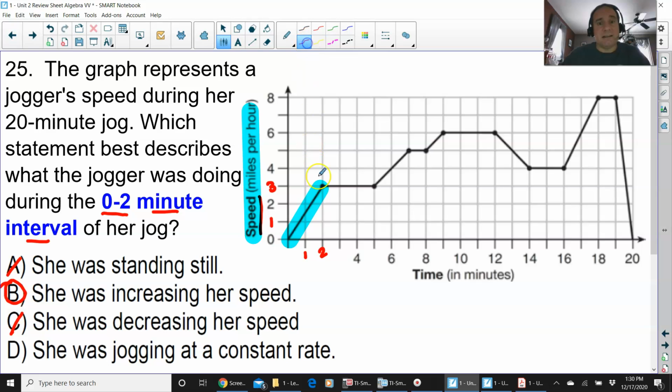What is constant, though, is this interval. She's at 3 miles per hour, and she's running at that rate for 2 minutes, at the 2 minute mark, 3 minute mark, 4 and 5 minute mark. At the 5 minute mark, she starts increasing her speed again to 5 miles per hour. So you really have to pay attention to what is going on on that y-axis. And that was number 25.